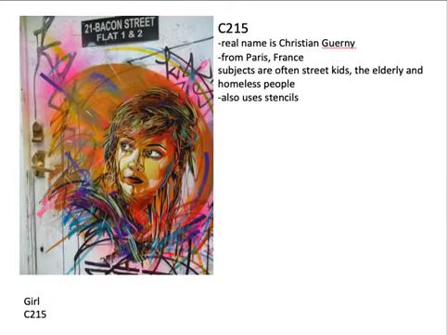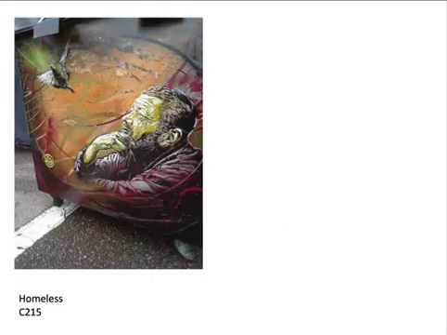Just to give you an idea of a couple other artists, this is C215, a totally different style of work here. Much more complicated, but just brilliant in the design work and the combining of all the colors. This was a guy from Paris, and he does portraits on the street to represent street people. In this one, it's a young girl. In this one, it's a homeless person.